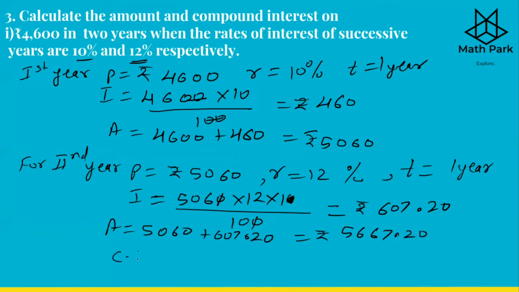The compound interest is equal to A minus P, which is 5,667.20 minus the initial principal, which was 4,600.00. You get this as 7, 6. Okay, 6 minus 6 is 0. 5 minus 0 is 1. So your compound interest is rupees 1067 and 20 paisa. Got it? So this is how we did the first part of question number 3.